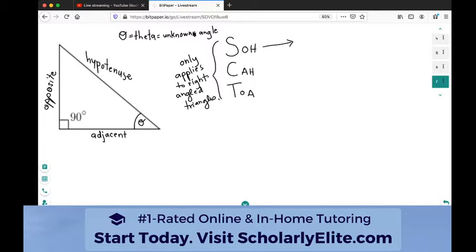So SOHCAHTOA, again, is a way that we use different kinds of formulas, or they're not really formulas, they're more identities. They're called identities that we use to solve triangles for their angles and for their side lengths. How do we do that?